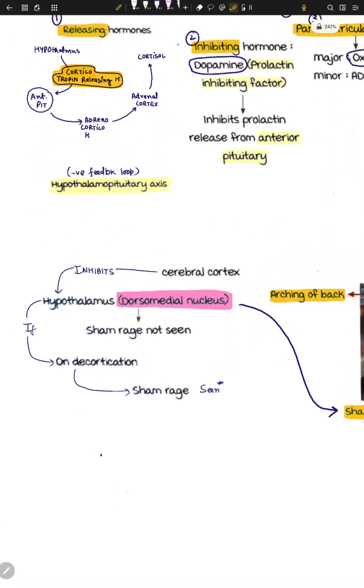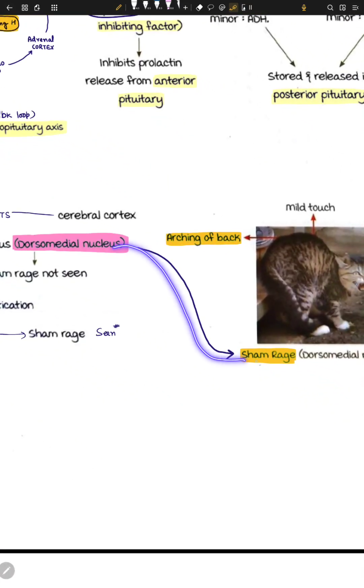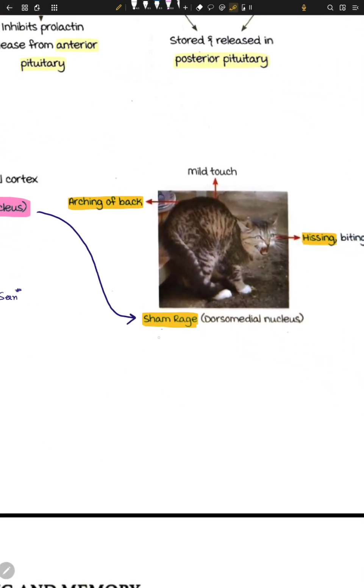One other thing is that the hypothalamus has something called the dorsomedial nucleus. In the hypothalamus, there are a lot of nuclei, and it's really hard to remember all of them. But as long as we keep revising them, we can really keep them at our fingertips. So the dorsomedial nucleus actually results in something called sham rage.